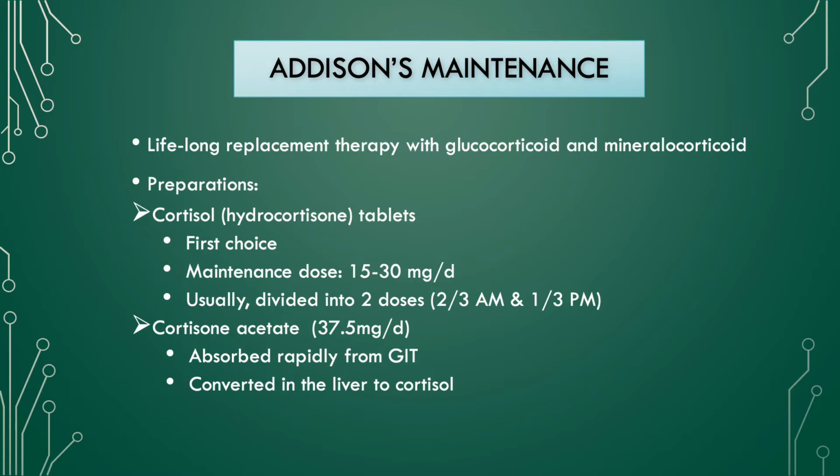Patients usually require lifelong replacement therapy with glucocorticoid and mineralocorticoid. Cortisol, available as tablet, would be the first choice, and a maintenance dose of 15 to 30 mg per day is given in 2 divided doses in the morning and in the evening. Alternatively, cortisone acetate is given as a dose of 37.5 mg per day and is absorbed rapidly from the GIT, converted in the liver to cortisol.